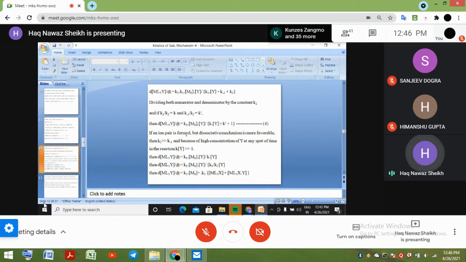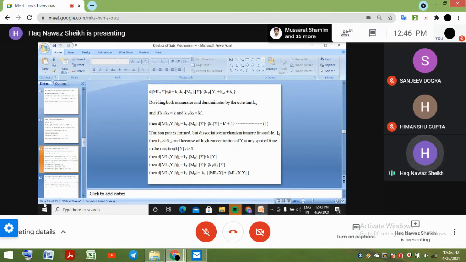If the ion pair is formed, the dissociation mechanism is more favorable, right? So if it is a dissociative ion pair interchange mechanism, that is, the bond breaking is much faster than the bond formation.